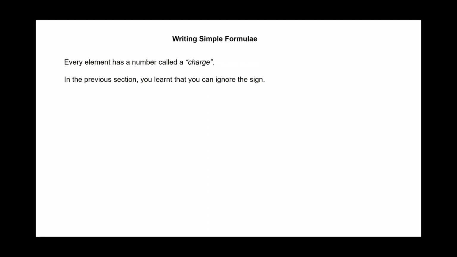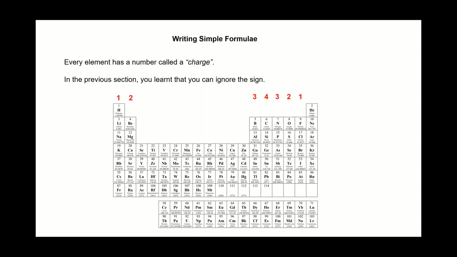In a previous activity, we explored how to write chemical formulae that contain prefixes. In this video, we will look at writing simple formulae in general. We have seen that every element has a number associated with it called a charge. We also saw that we can keep things simple by ignoring the sign of this charge. Here is a summary of what we saw in the previous activity.